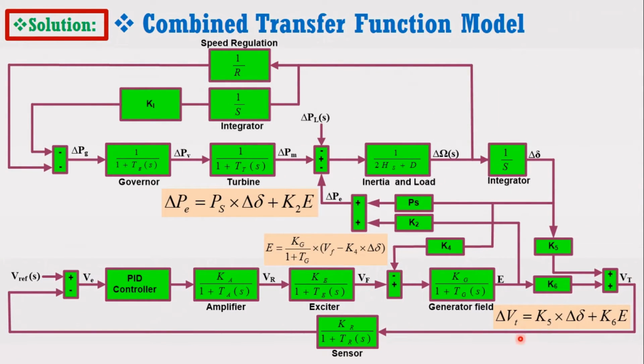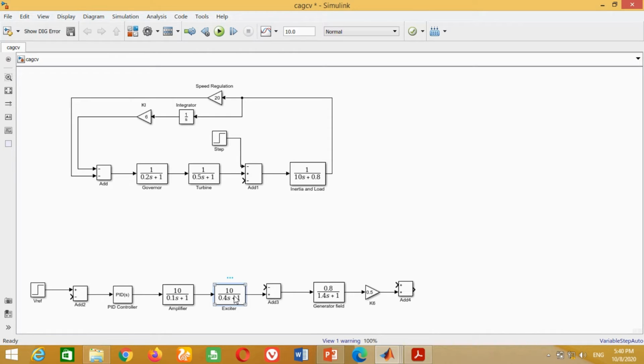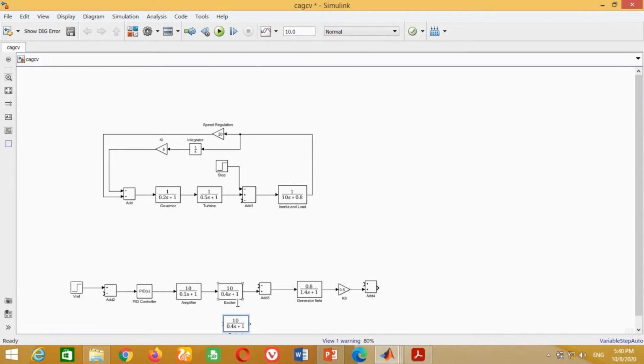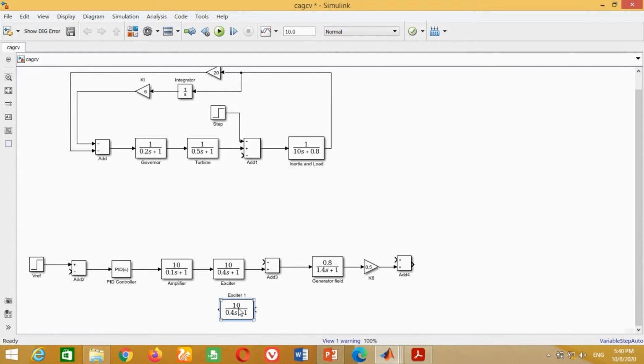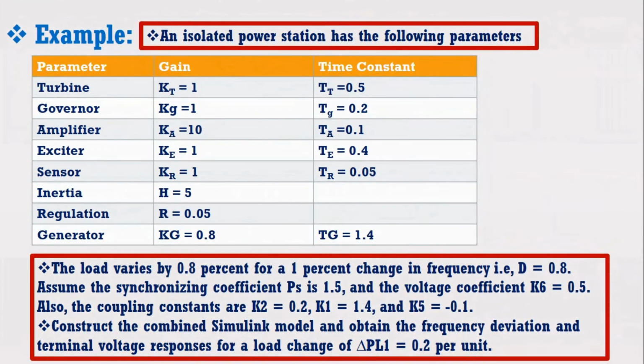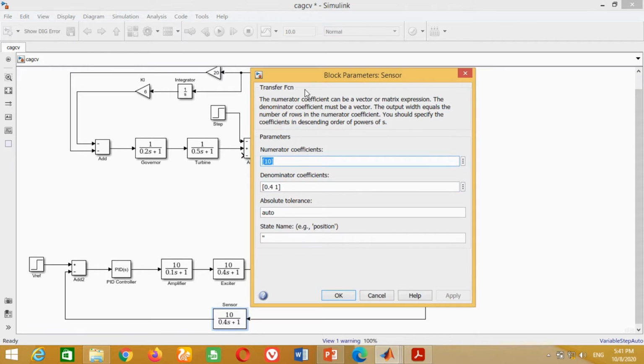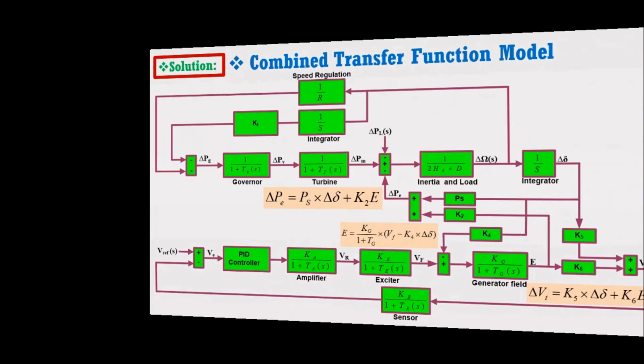Now we need the transfer function block for the sensor in the feedback loop. For this purpose, just copy this block and paste it here. Connect it with the add block here as well as with the add block here in order to complete the feedback loop. Write here sensor. The gain and time constant for the sensor are 1 and 0.05 as given in the example data. Therefore, double click on the transfer function block, write here 1, 0.05 and press OK. Look at the figure again.